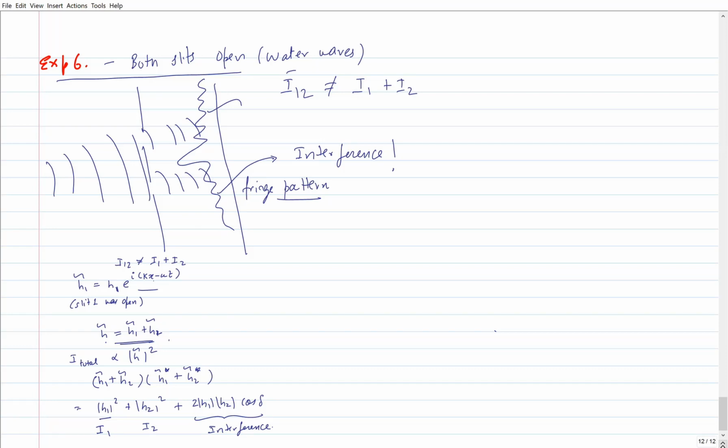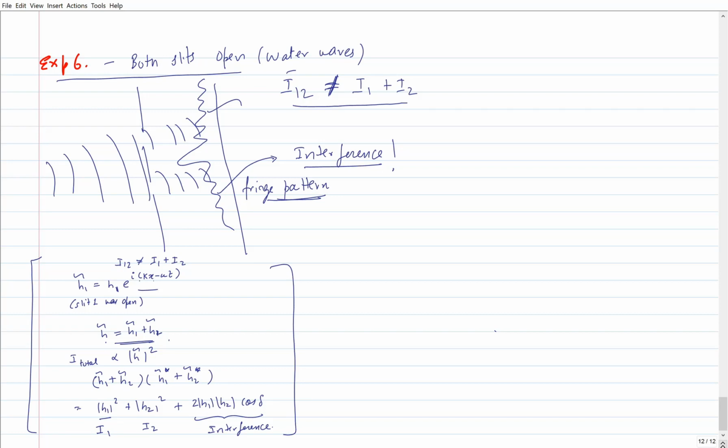Okay, so continuing from the last lecture, we recap that what we observed for water waves, the fact that the intensity I12 was not equal to I1 plus I2, and we got an interference and a fringe pattern, and we were able to exactly quantify that fringe pattern for water waves in terms of the interference of waves.